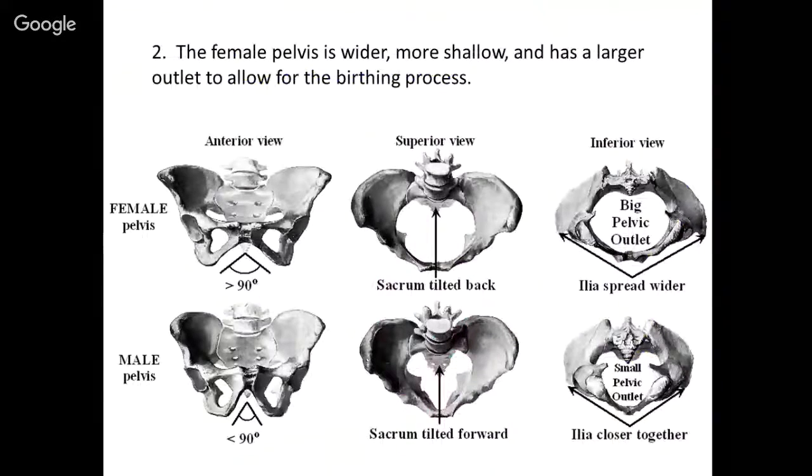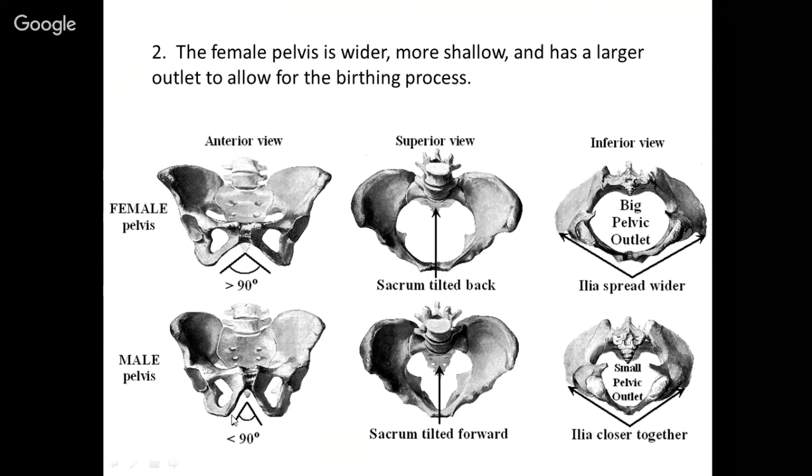The female pelvis, this is the second point. The female pelvis is wider, more shallow, and has a larger outlet. So again, for the birthing process, but you can see this is a great image. Here's the female pelvis on the top and the male pelvis at the bottom. So you can see how much wider it is on the female, and this is called the pubic angle. So it's greater than 90 degrees. In men, it's significantly less than 90 degrees.